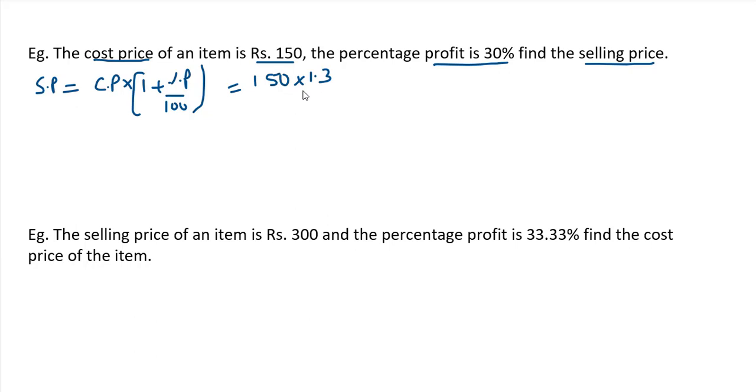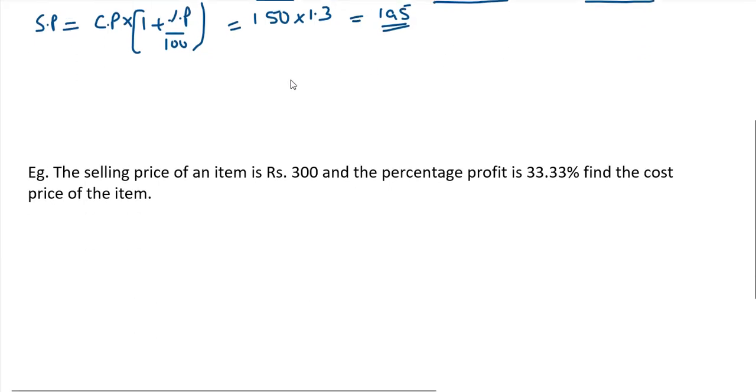This part of calculation you can do mentally. You don't need to write anything down on the paper. And finally you will get 15 into 13, which will be 195. So finding selling price is very easy provided your cost price and percentage profit is given to you.